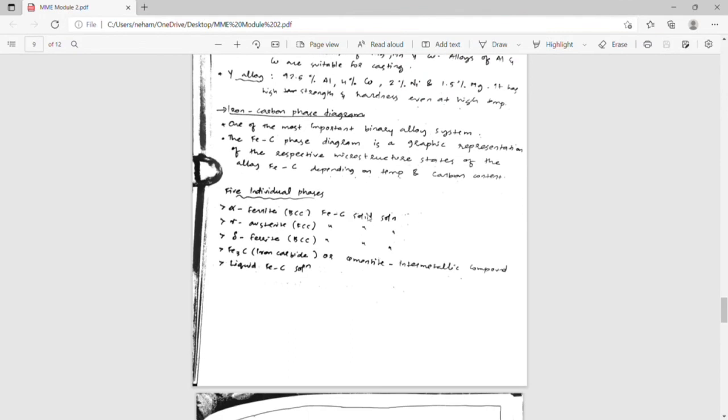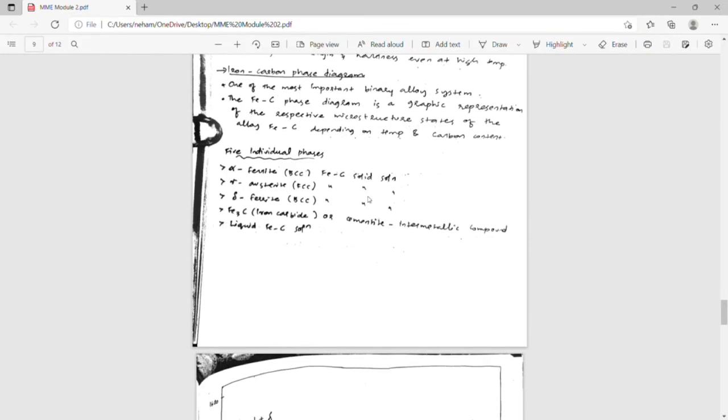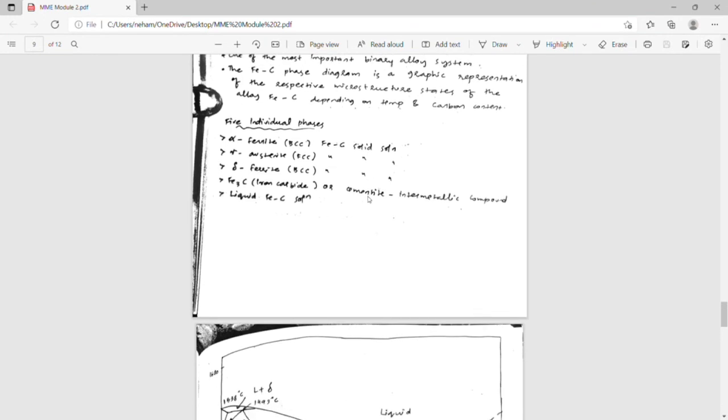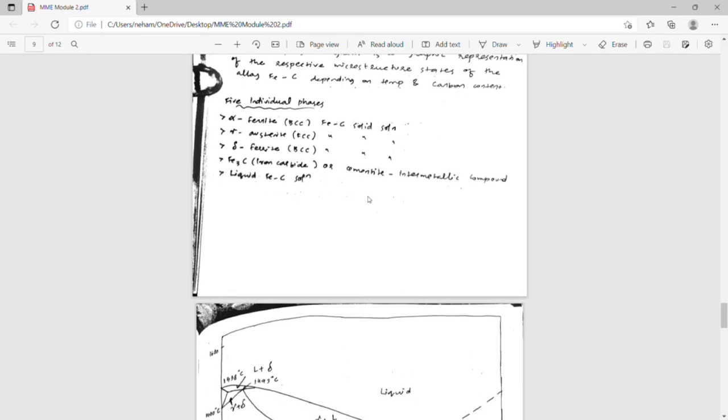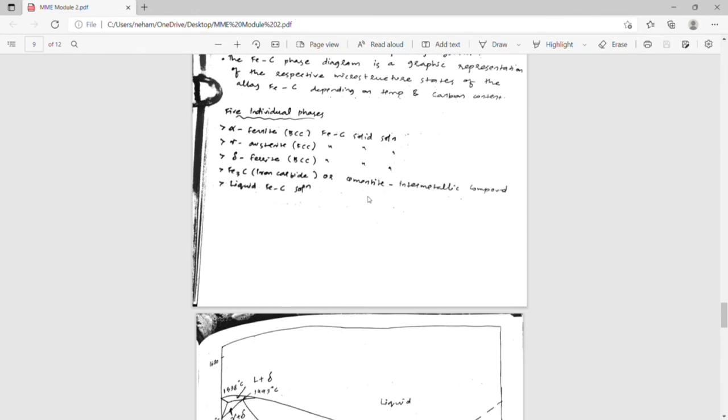Iron carbon phase diagram, one of the most important topics in this module, and it is one of the most important binary alloy systems. The iron carbon phase diagram is a graphic representation of the respective microstructure states of the alloy iron carbon depending on temperature and carbon content. The iron carbon diagram has 5 individual phases: alpha ferrite iron carbon solid solution, gamma austenite iron carbon solid solution, delta ferrite iron carbon solid solution, and iron carbide, and then liquid iron carbon solution.